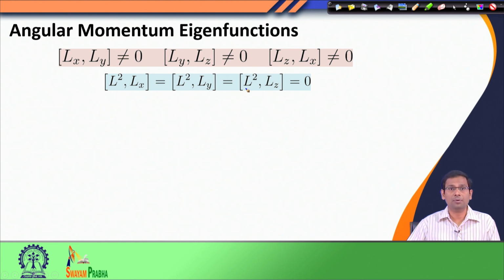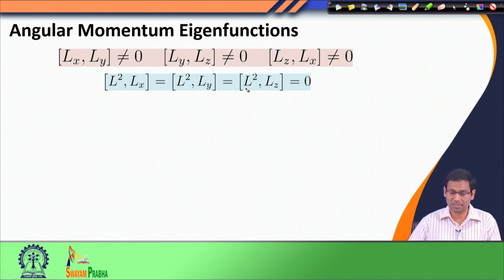However, when they commute, we can have a common complete set of eigenfunctions for these two operators. Therefore, we cannot simultaneously determine the values of Lx, Ly or Lx, Lz or Ly, Lz, whereas we can determine simultaneously and precisely the value of either L square and Lz, L square and Ly, or L square and Lx. So, we have to make a choice.